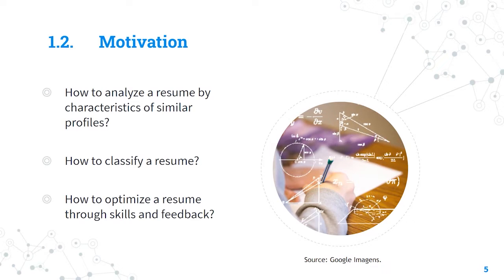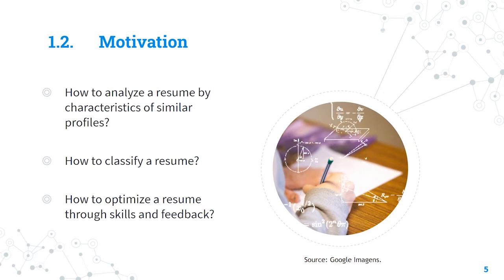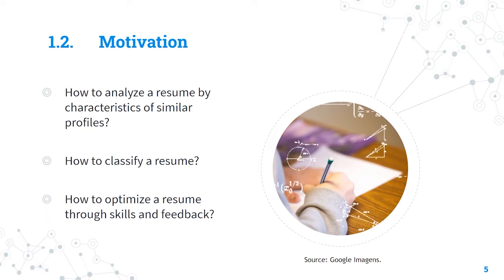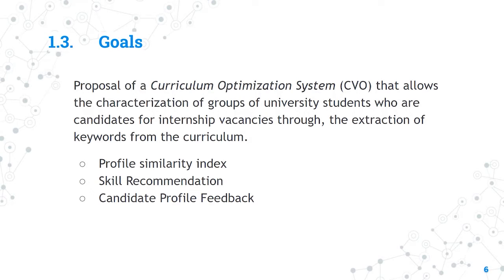So, how to analyze a resume by characteristics of similar profiles? How to classify a resume? How to optimize a resume through skills and feedback? We propose a curriculum vitae optimization system that allows the characterization of groups of university students who are candidates for internship vacancies through the extraction of keywords from the curriculum. It's possible to improve candidates' profiles by receiving recommendations of competence and feedback to achieve effective placement in an internship.